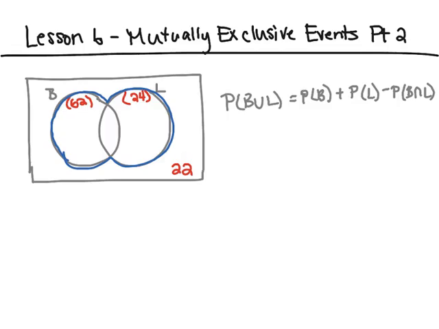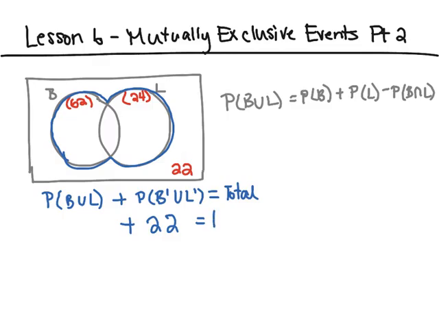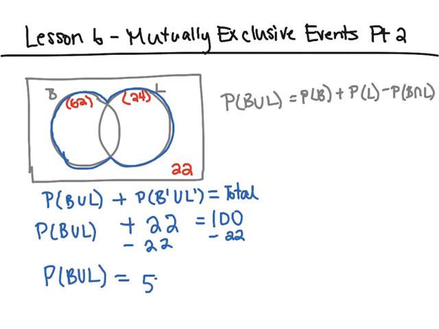So first, let's figure out how many people are in that blue area that I outlined. If we take the probability of B or L and add it to the probability of not B or not L, that would make our entire total. We know the people who don't skip anything is 22, and we know that our total would be 100%. So we want to find the probability of B or L. We're going to minus 22 from both sides. So the probability of B or L is equal to 78%. So this number right here is 78.